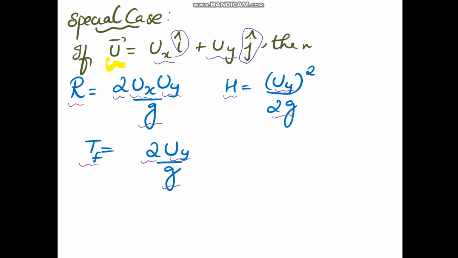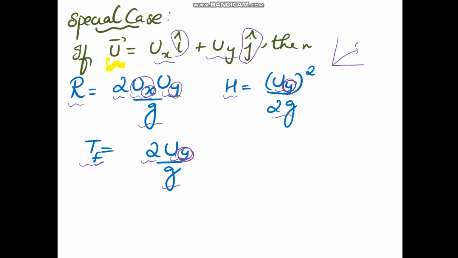Remember that for range alone we are using the x component and the y component. For all the others, time of flight we are using only the y component, that is the component along the y-axis, and for the height reached we are also using the same.